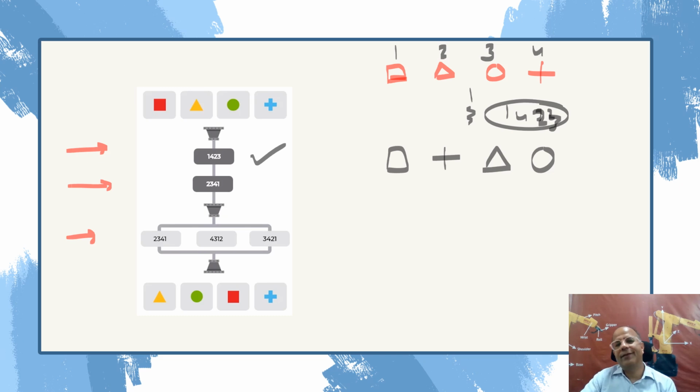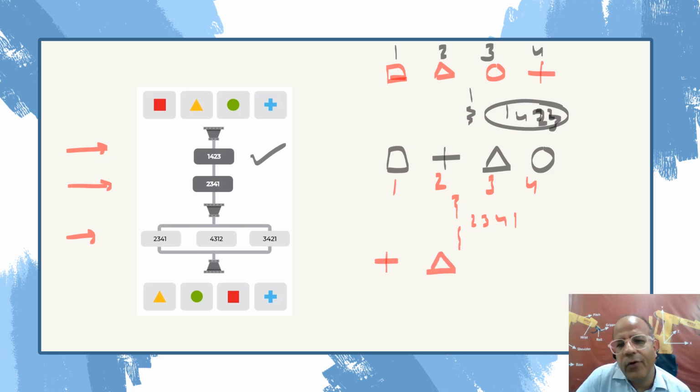Then please number them again, 1 2 3 4. Number them again, and you need to follow a switching now, which is 2 3 4 1. You need to follow 2 3 4 1. So 2 3 4 1 would mean 2 would come at the first position, that is the plus sign, 3 is going to be the second, triangle, 4 is circle, and 1 is square. Once you're done with this, now you need to find out what is my switch for the answer.